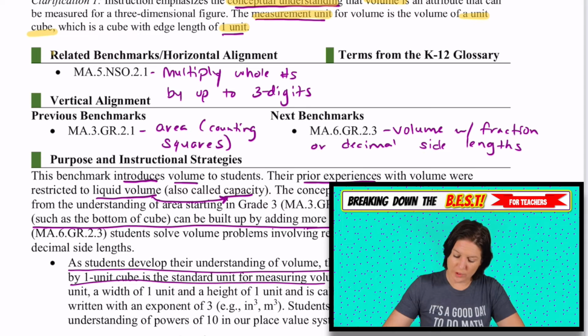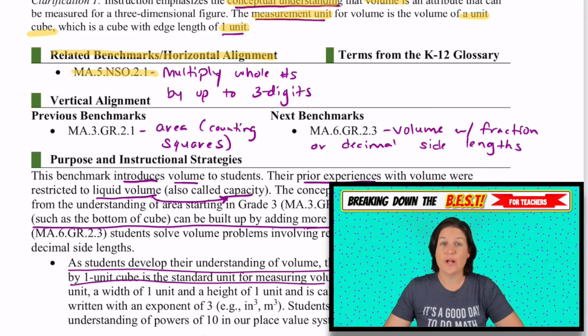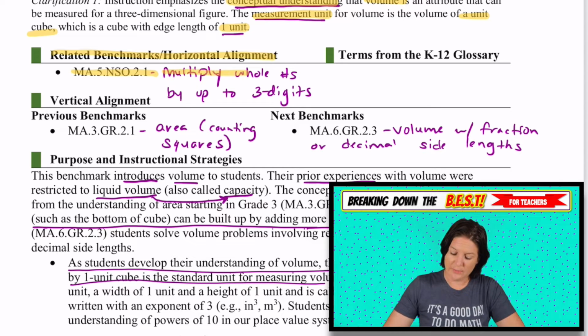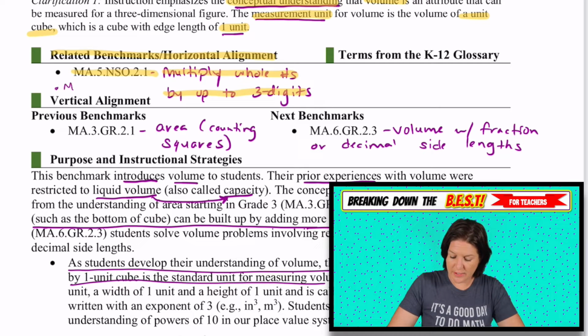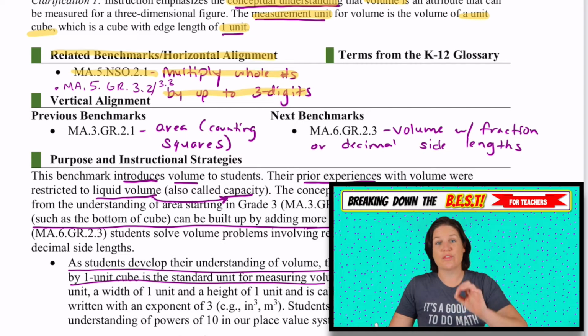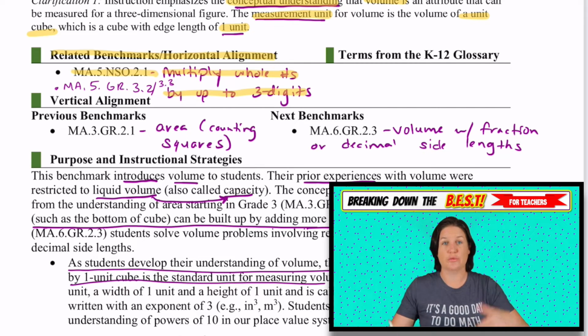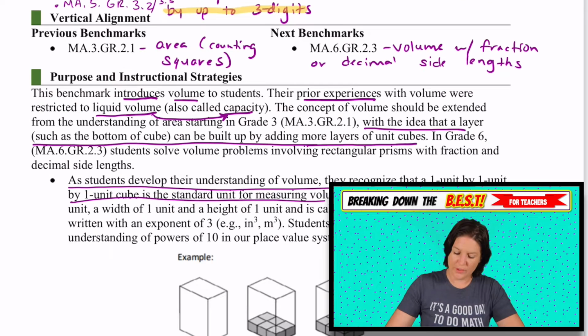All right, so what are the related benchmarks in 5th grade? We've got MA.5.NSO.2.1, and this is multiplying whole numbers by up to 3 digits. And that will make sense because with volume, we're going to practice multiplying eventually. I would also say that the other MA.5.GR.3.2, and I'm going to squeeze this in, 3.3, those are the follow-up volume standards where we increase the skills.